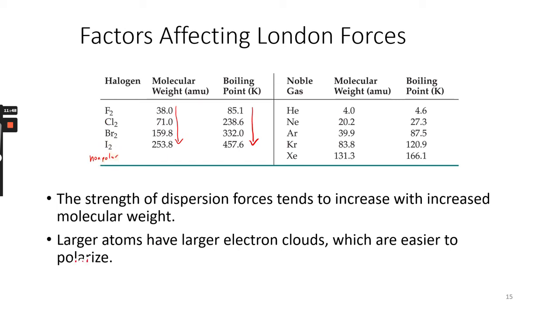And if you remember, fluorine is a gas, chlorine is a gas, bromine is a liquid, and iodine is a solid. As you're going down, your London dispersion forces are getting stronger, so you're actually changing your state of matter. Large atoms have large electron clouds, which are easier to polarize. So the easier it is for your electron cloud to polarize, the stronger your dispersion forces.